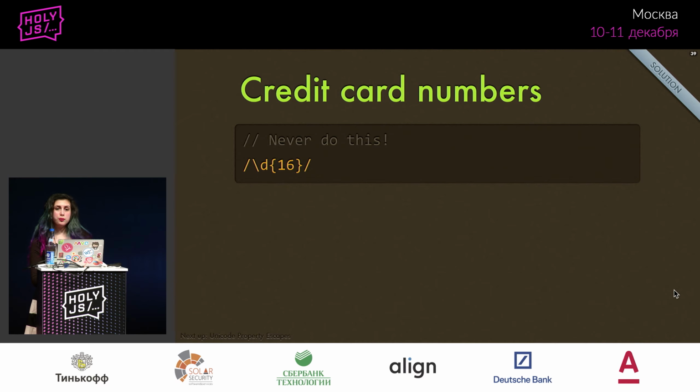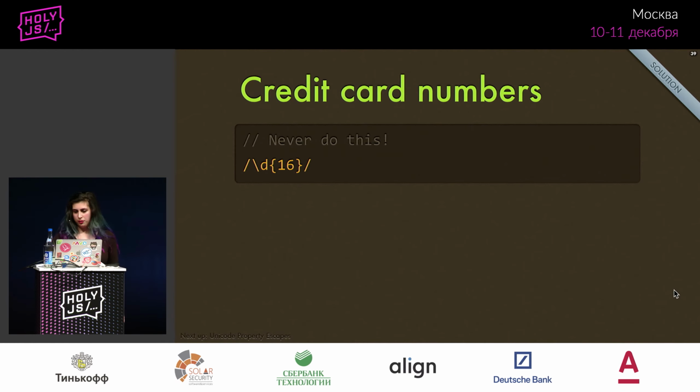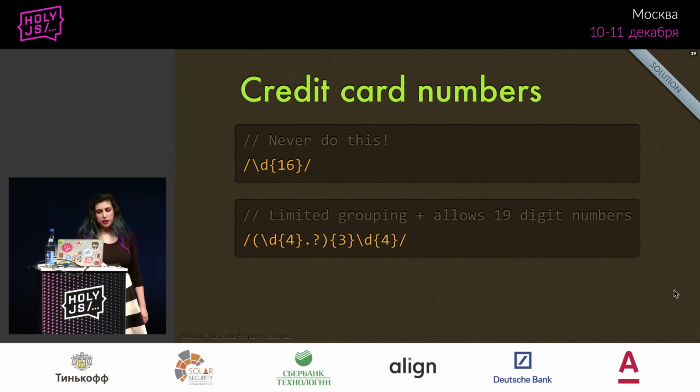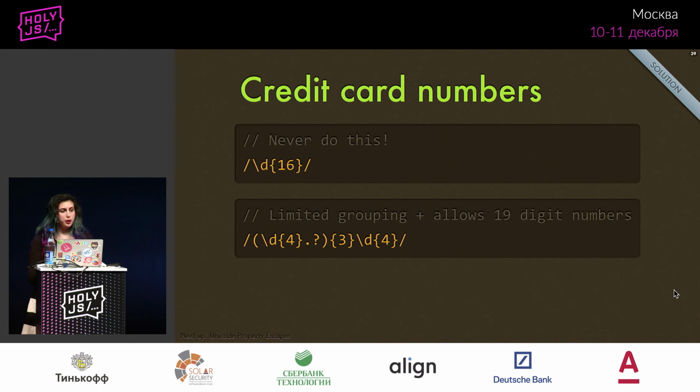So, the first one is the one that many developers do on horrible websites that we really hate. Do not do this, ever. It doesn't let people group digits at all. How many times did you enter your credit card number and then got an error message because you used spaces or hyphens? Never do this. This allows you limited grouping, but only between groups of 4, which is probably sufficient for most cases, but still, people might want to separate every digit by a space. Why restrict them? Also, because the dot matches everything, it would also match 19-digit numbers.